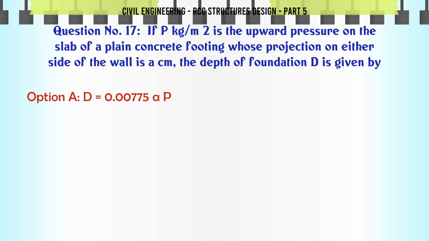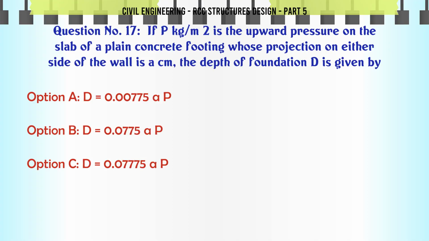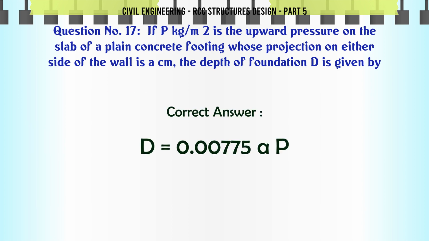If P kg/m2 is the upward pressure on the slab of a plain concrete footing whose projection on either side of the wall is a cm, the depth of foundation D is given by A D = 0.00775 AP, B D = 0.0775 AP, C D = 0.07775 AP, D D = 0.775 PA. The correct answer is D = 0.00775 AP.